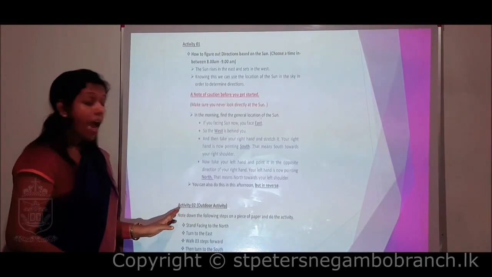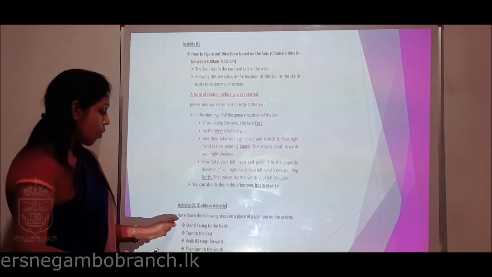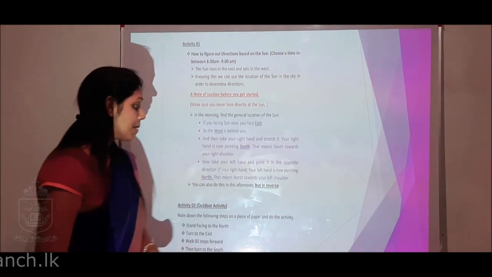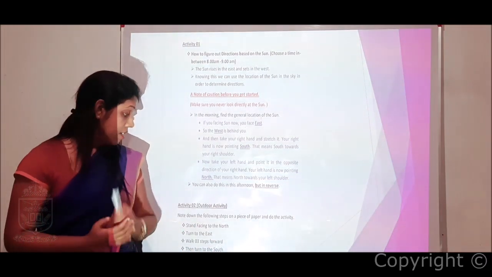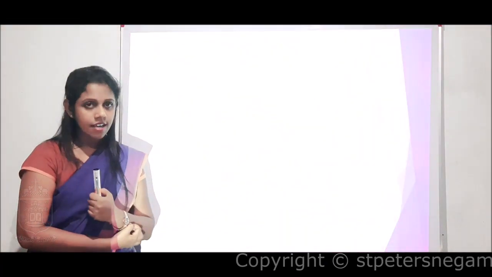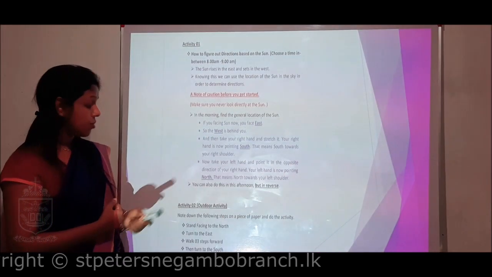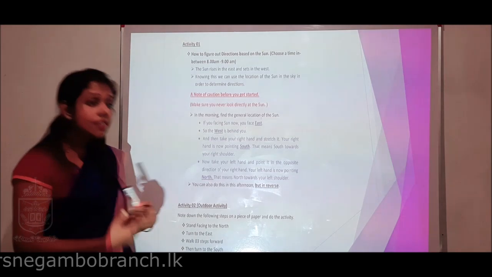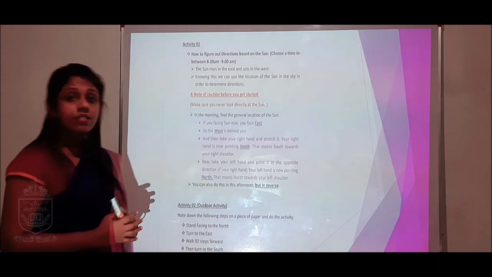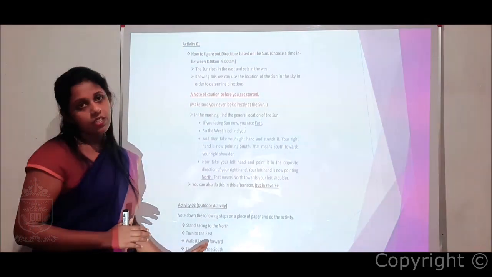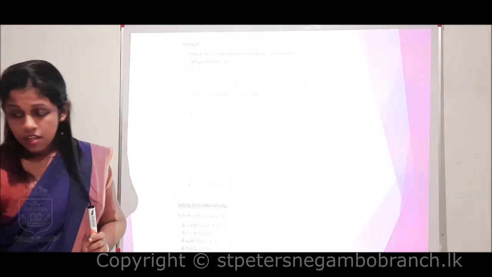Okay children, activity number 2. This is an outdoor activity. Note down the following steps on a piece of paper and do the activity. Stand facing the north. Now you can find the direction by looking at the sun. Turn to the east. Walk 3 steps forward and then turn to the south. You can do this activity with the help of your parents. Okay, next slide.